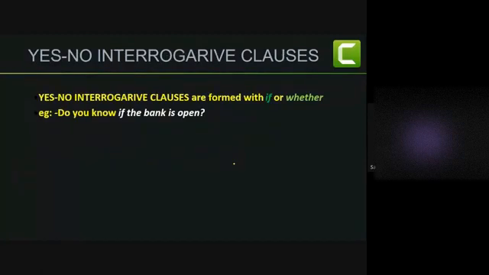Okay. Yes, no interrogative clauses. The other type of questions, if you remember, yes, no questions. Are you happy? Yes, I am. Is she here? No, she isn't. Yes, no interrogative clauses are formed with if or whether. For this type of questions we will use if or whether. Do you know if the bank is open? Do you know if the bank is open? Here I have a question, sorry, a complex sentence.